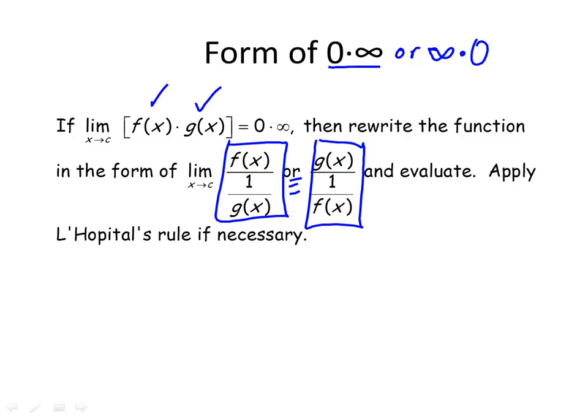Okay. So, if you have a quotient, let's review. If you have a quotient and you apply a limit to a quotient and you come up with 0 over 0 or infinity over infinity, you're going to apply L'Hopital's rule.